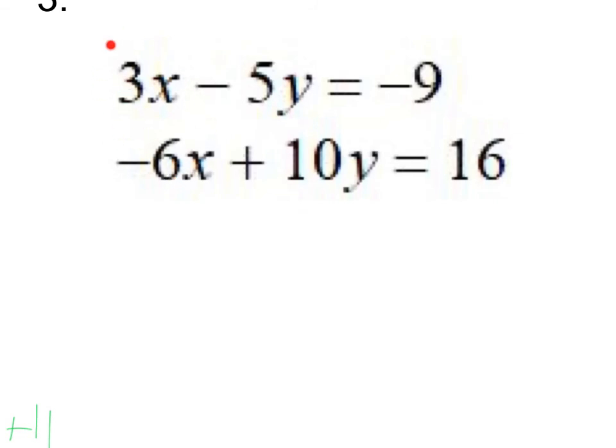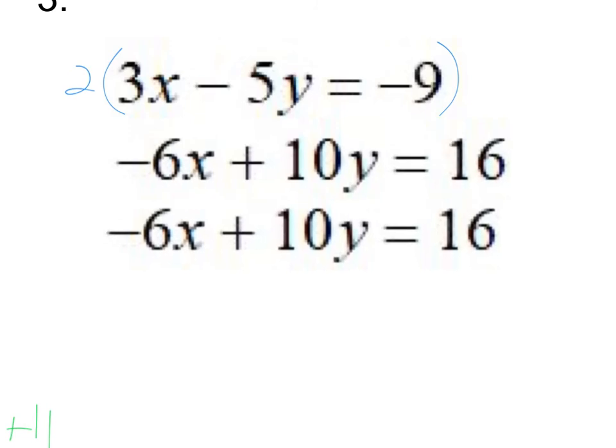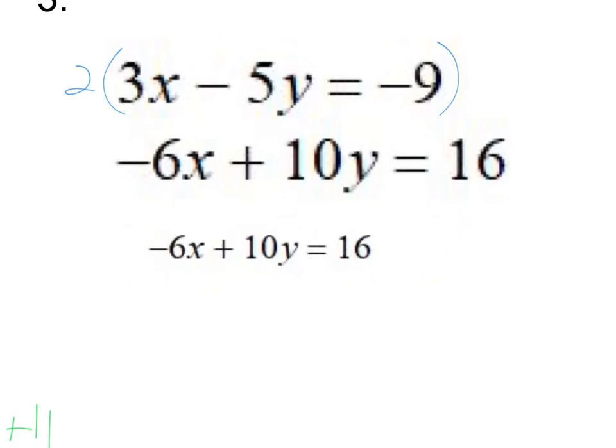3 is not the same as 6, but I could easily turn a 3 into a 6. Maybe the y's will be easier. 5 and 10, I could easily turn a 5 into a 10, though. So here's what I'm thinking. Let's multiply everything from that top equation by 2, so that way the x's can cancel out. So I'm going to kind of plagiarize that first equation. And then the second equation, if I multiplied everything by 2, would be 6x minus 10y equals, 2 times negative 9 was negative 18. And again, I'm just doing this distribution there.